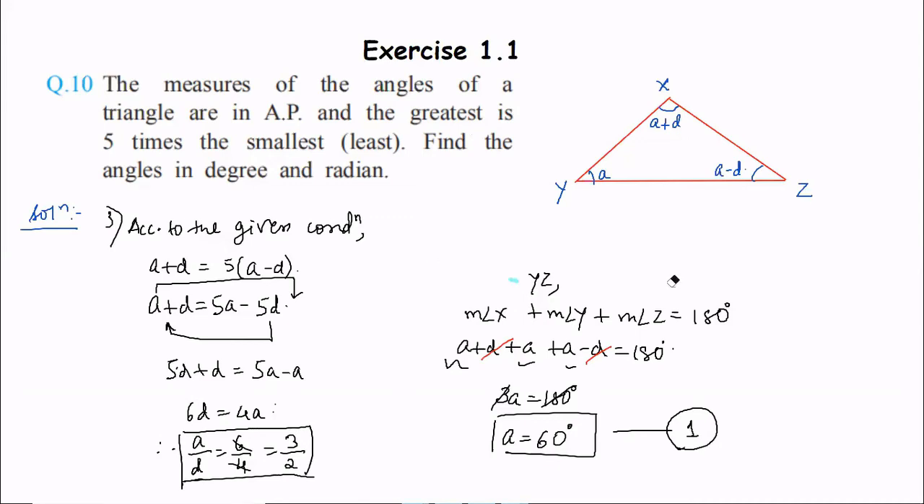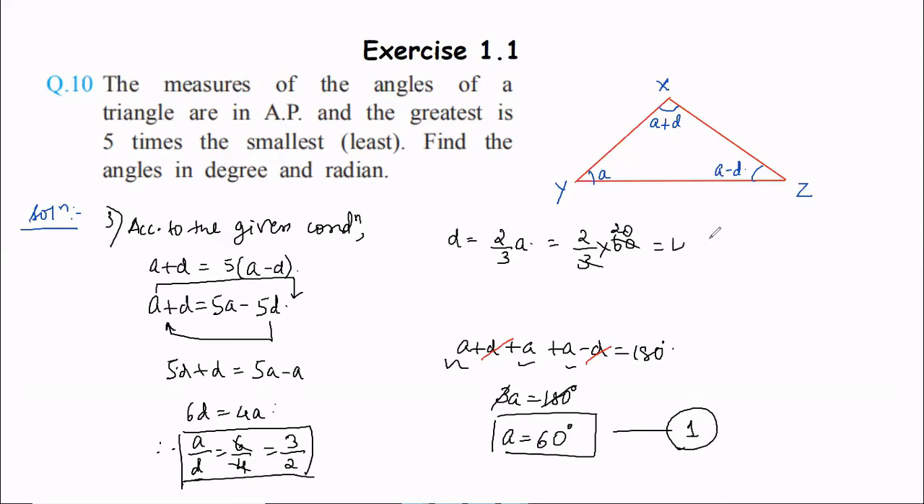Yes. So over here, I can write that d is equal to 2 by 3 times a. Therefore, we will substitute the value of a over here. 2 by 3 into 60. Cancel it out. 20. So you will have 40 over here. So the value of d is equal to 40. d is equal to 40 degrees. Okay. This is the second statement. So we have got two important conclusions of a and d.